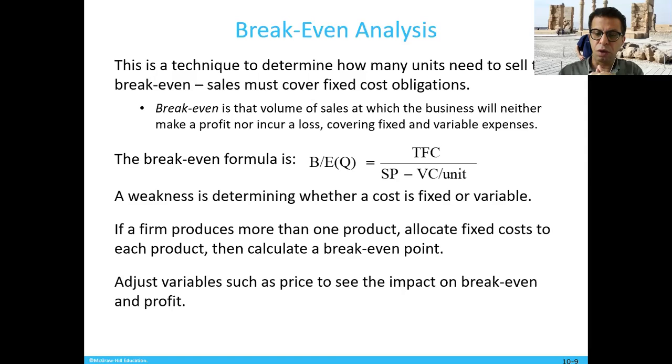Adjust the variable cost, such as the price, to see the impact on the break even, the level of profit, and how much profit you need to make in order to reach break even. So you can play with the variable cost and the selling price, and find out how many units you need to sell in order to break even.